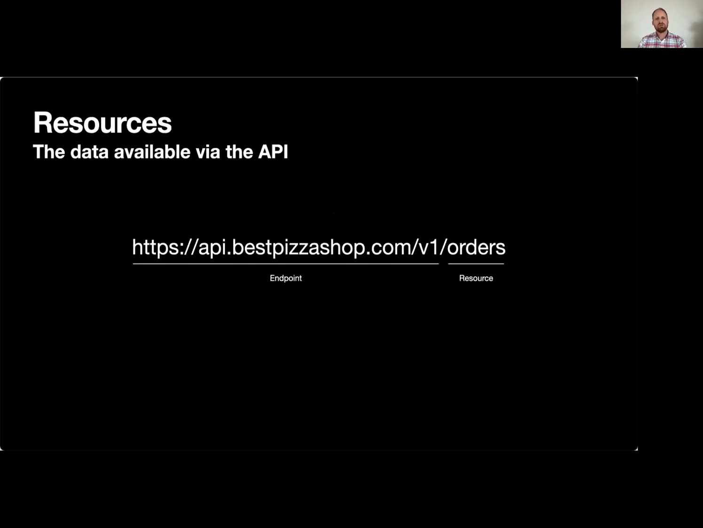So if we start with resources, this is what a typical request will look like when we're looking for a resource. So the URL there is called the endpoint. So that should look quite familiar to you. And then that last bit there, the /orders, is the resource. We're looking at a particular item on the data that's available to us for orders.